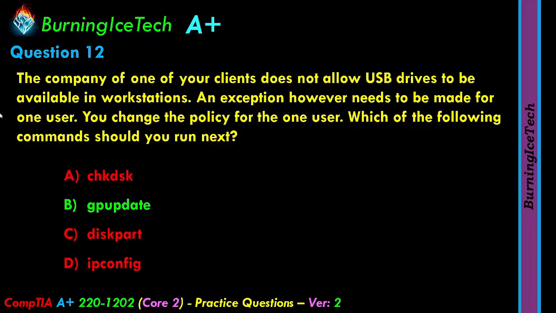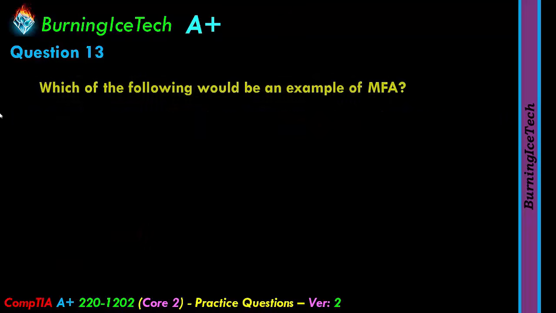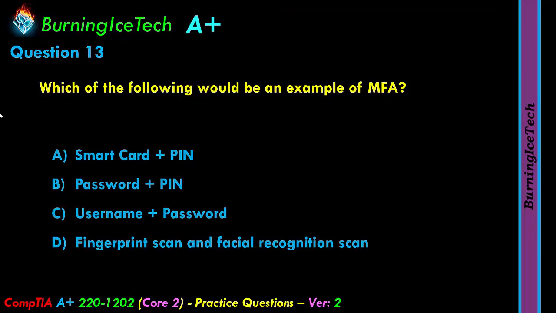And ipconfig is a command we go and type in command prompt to show the machine's basic network configuration. Its IP address, its subnet mask, its default gateway. That's pretty much it. Question 13. Which of the following would be an example of MFA, multi-factor authentication?